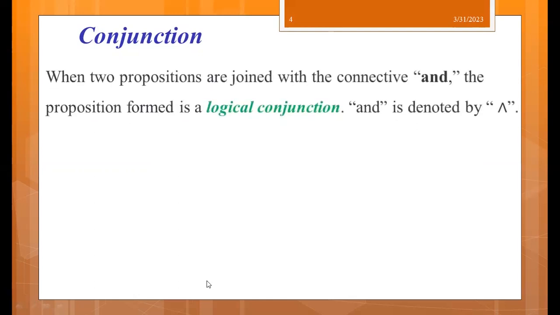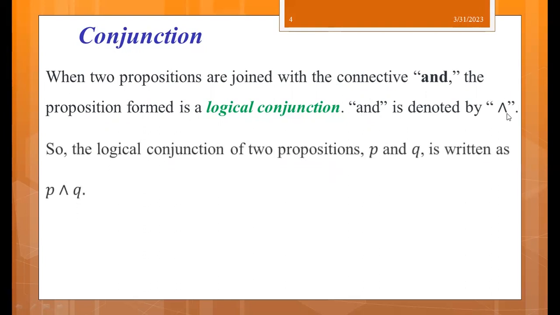So the first logical connective which we are going to consider is conjunction, or simply "and". The definition is: when two propositions are joined with the connective "and", the proposition formed is said to be a logical conjunction. A logical conjunction is a proposition obtained by connecting any two simple propositions using the logical connective "and", that is, conjunction. And conjunction is denoted or represented by this symbol.